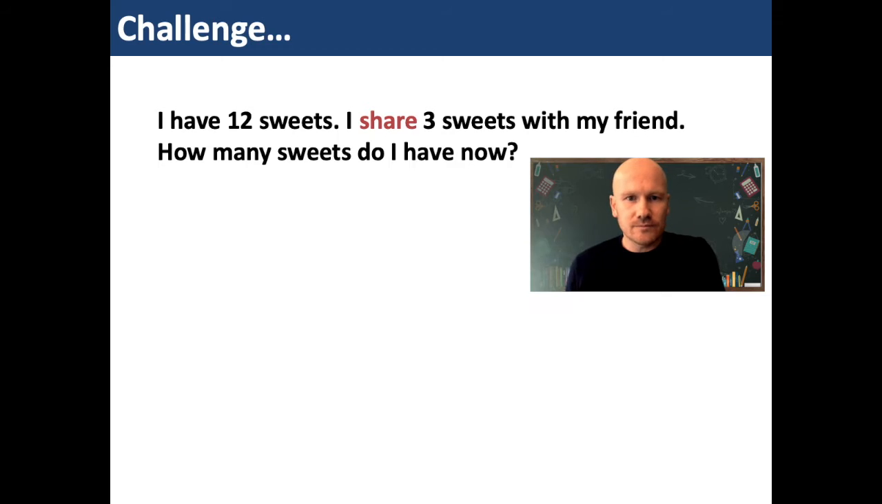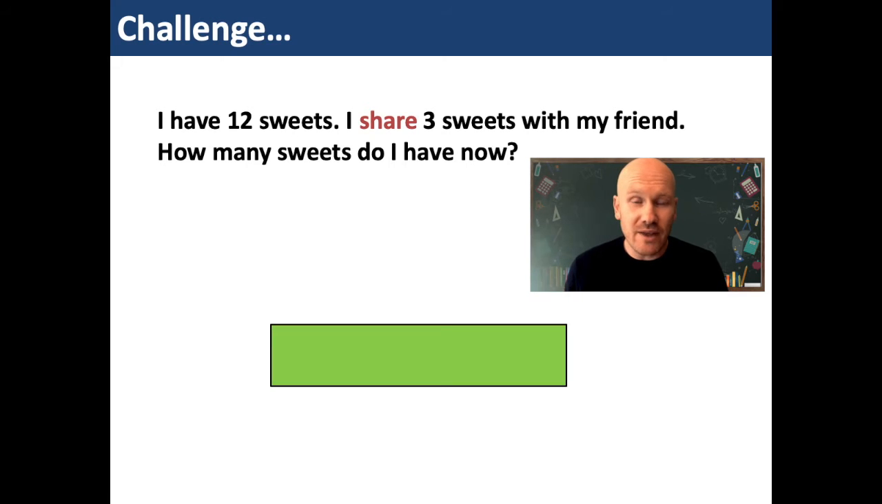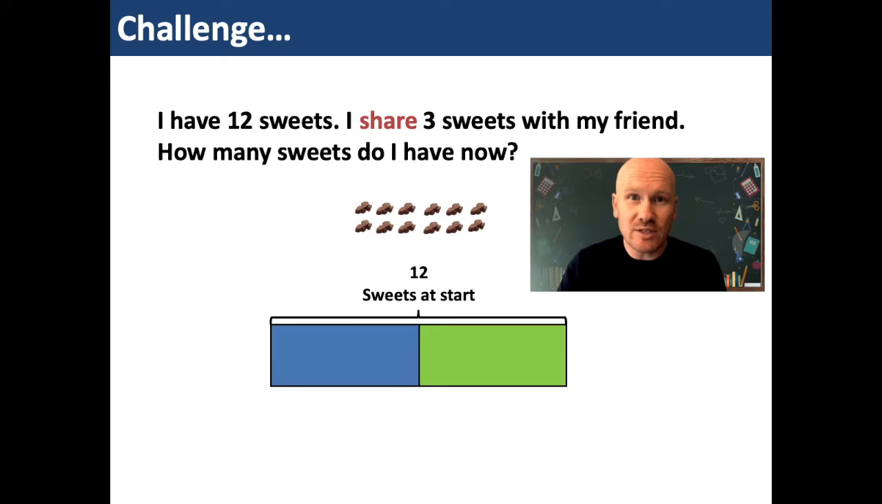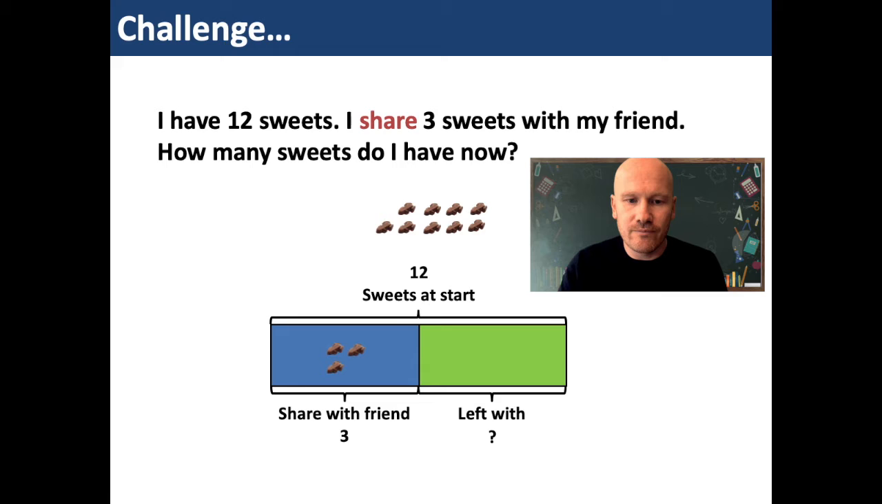So here, I'm going to start with my bar, and that represents the whole amount. And what's the whole amount in this case? It's the 12 sweets that I start with. And then what do I do with those sweets? Well, I give some away and I keep some. So I'm going to split my bar into 2 parts. Here we've got some that I share with my friend, and here's what I'm left with. And you can see that if I start with 12 sweets, I share 3 with my friend, I'm left with 9.